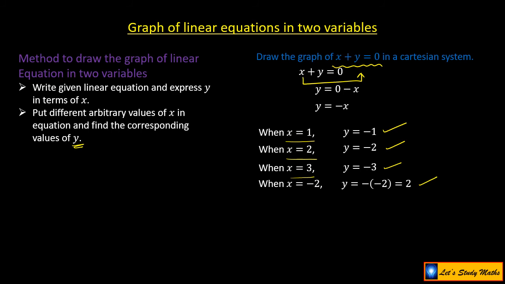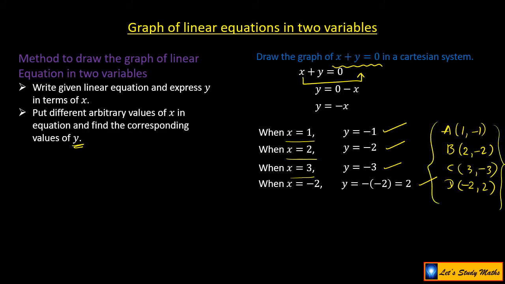So they are nothing but, the first point is A (1, -1), B (2, -2), C (3, -3), and the point D is (-2, 2). This type of coordinate points we have already plotted in the coordinate geometry chapter, so with the help of that we are plotting here.